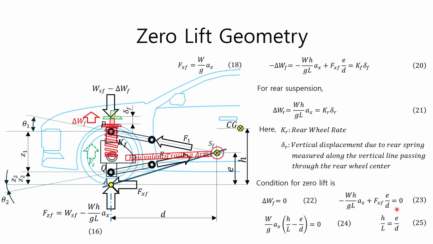Since the driving force Fxf can be expressed by equation 18, if we substitute Fxf of equation 18 into equation 23 and rearrange, we can obtain equation 24. In order for equation 24 to be established, the expression in the parentheses must be zero, so we can obtain equation 25, which represents the condition for the lift to become zero.